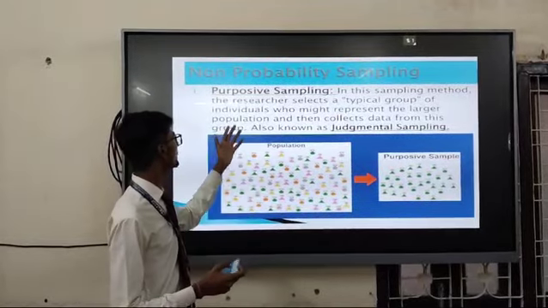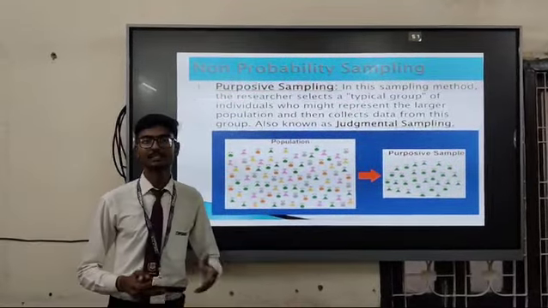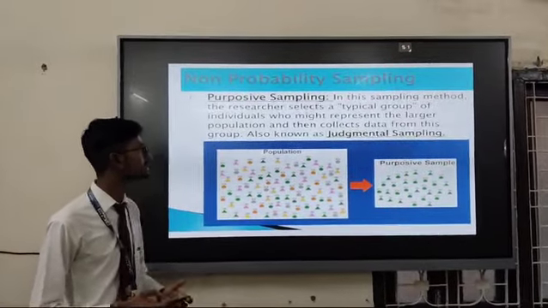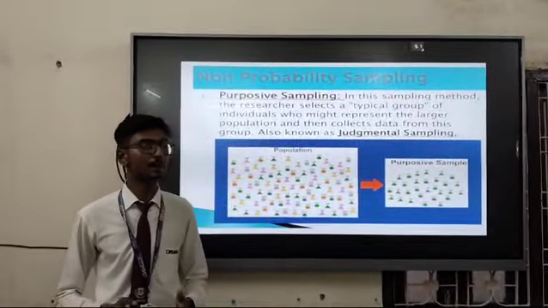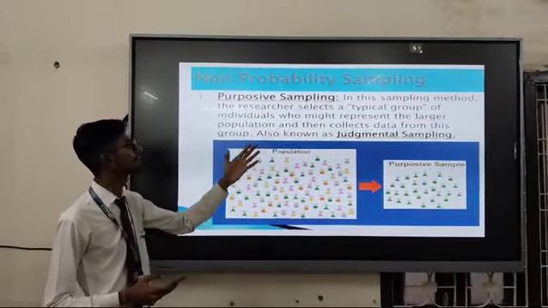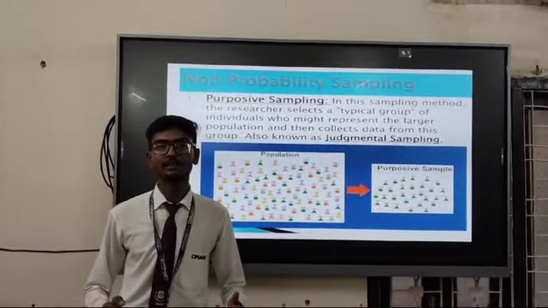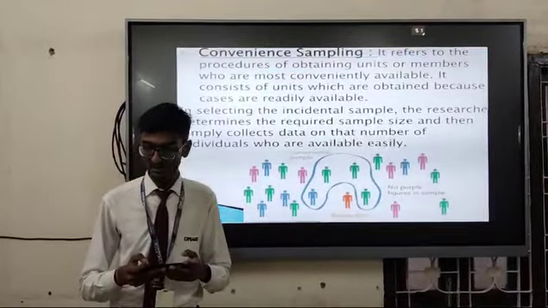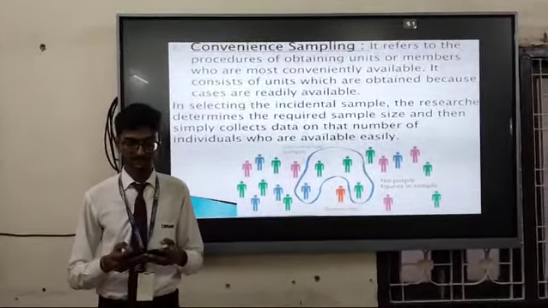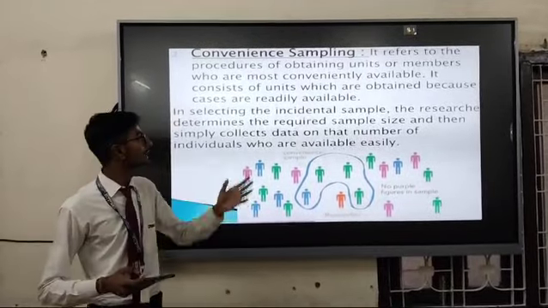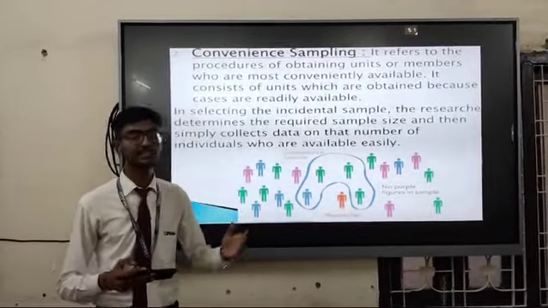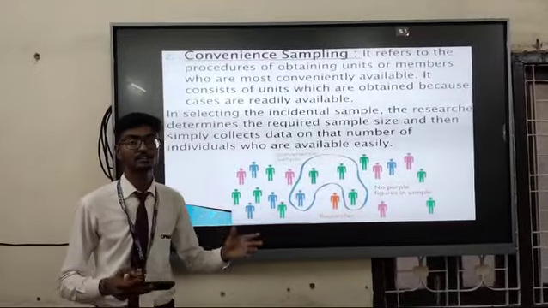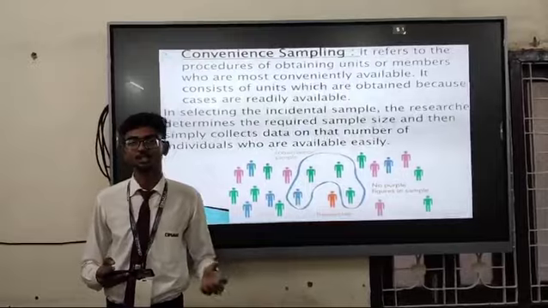The first one is purposive sampling. Purposive sampling is also known as judgmental sampling. In this sampling method, the researcher selects a typical group of members or individuals who might represent the larger population and then collects the data from this group. After that, we'll move towards convenience sampling. It refers to the procedure of obtaining units and members that are conveniently available to the researcher.